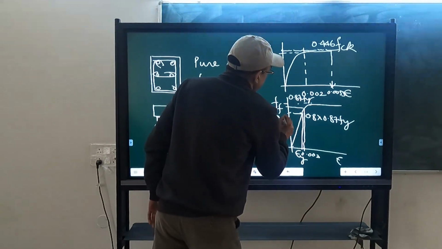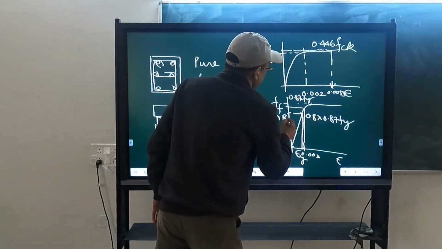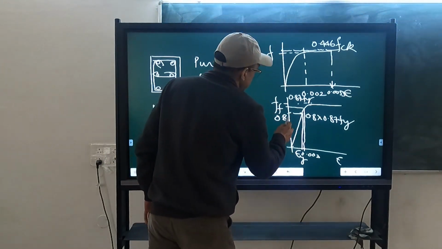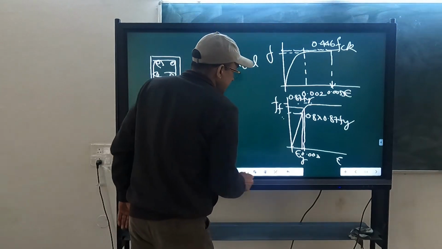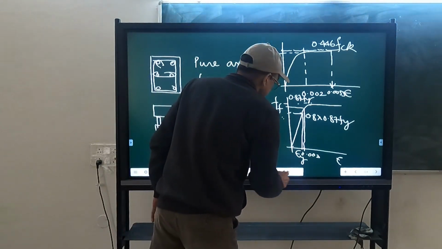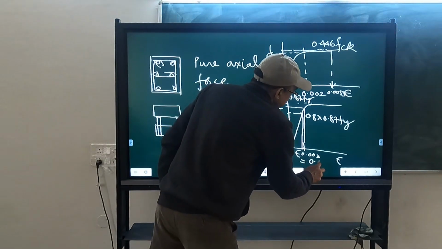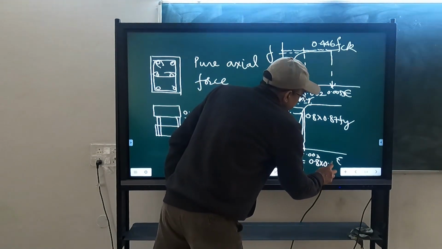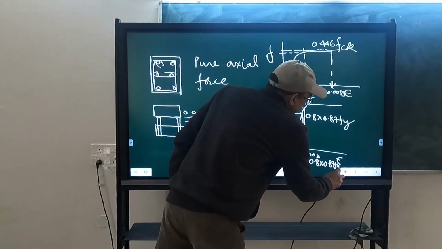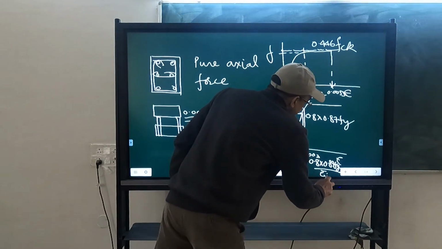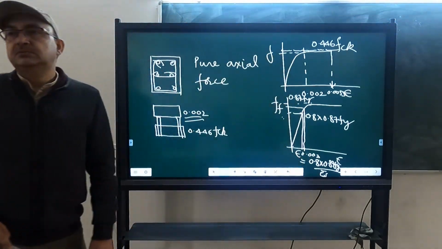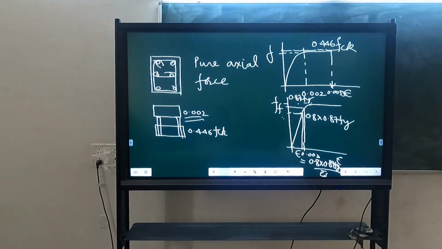Okay, 0.8. This I have already written. So this will be equal to this strain here. This will be only equal to 0.8 into 0.87 Fy over ES. Only up to that you can take E into epsilon. Beyond that you can't take E into epsilon.